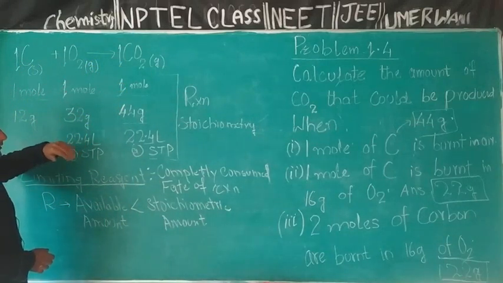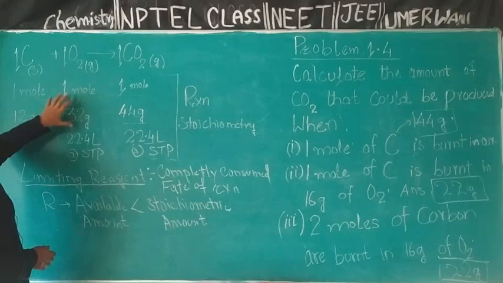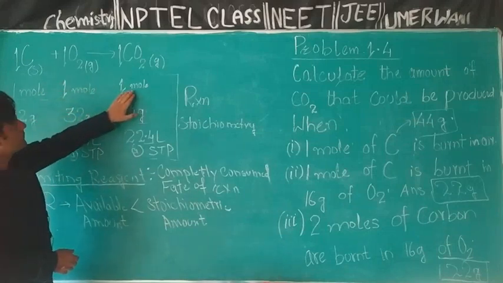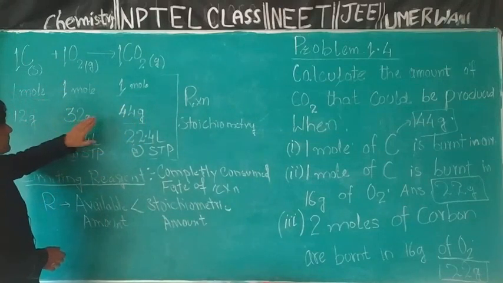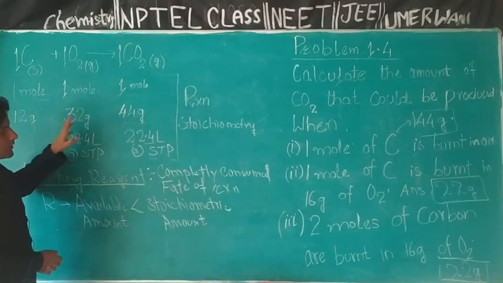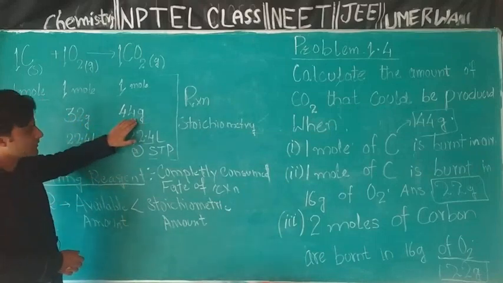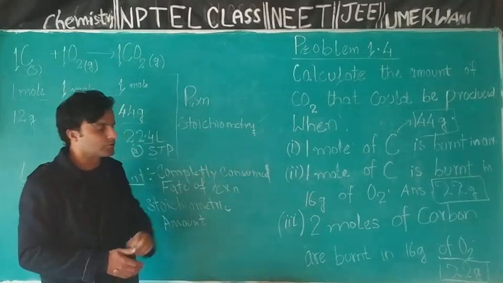How I did it, I utilized information given by reaction stoichiometry. I wrote that 32 grams will produce 44 grams of carbon dioxide. 1 gram will produce 44 by 32. Therefore, 16 grams will produce 44 by 32 multiplied by 16. It comes equal to 22 gram.